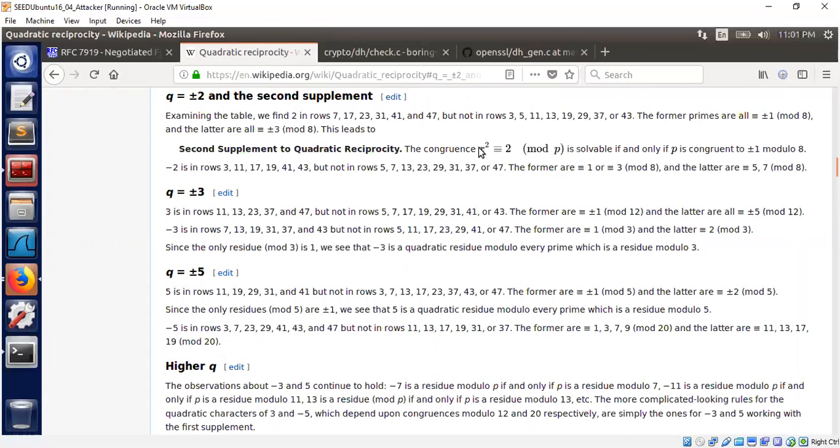They investigated equations of this format, right? X squared is congruent to A mod P. In general, they studied that. So in this case, X squared is congruent to 2 mod P. It turned out that this is kind of a beautiful result.